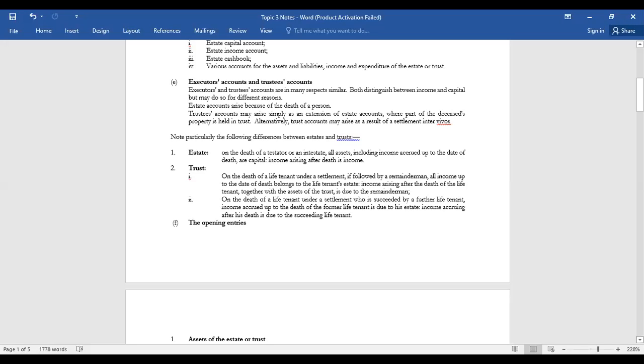I've said that a trustee will be existing even when there is a life tenant. Are we together? But the executor becomes active once the life tenant dies. So a trustee's account may arise simply as an extension of the estate accounts where part of the deceased's property is held in trust. But if it was not held in trust, then it will be the executor's account. Are we there? We are saying that alternatively, trust accounts may arise as a result of a settlement inter vivos.